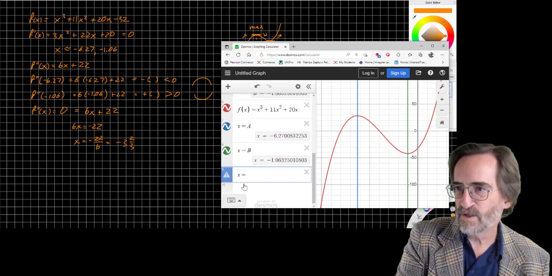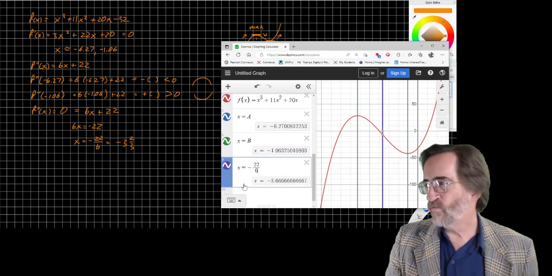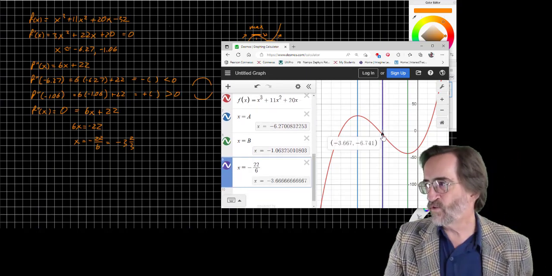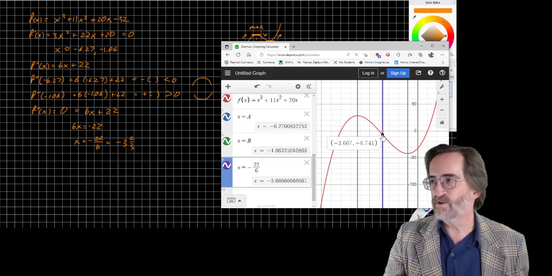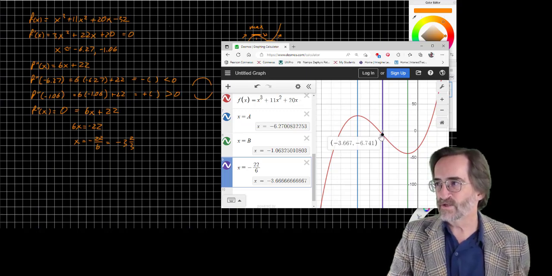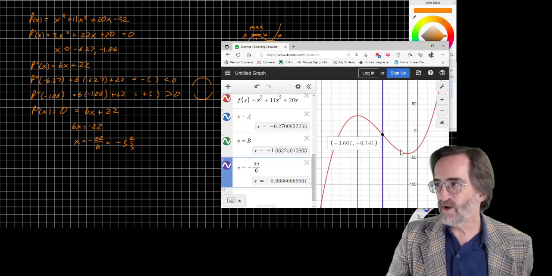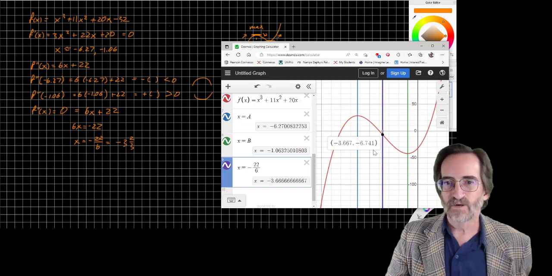So x equals negative 22 sixths. Right there is the inflection point. That's the dividing line. That's where there is no concavity. It is neither concave down nor concave up at that point. To the left, it's concave down over the entire domain. To the right, it's concave up over the entire domain. And so there you have it.